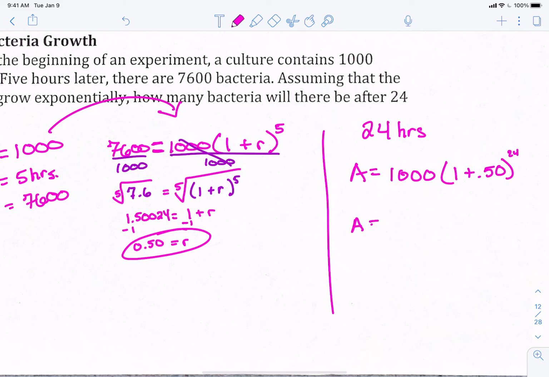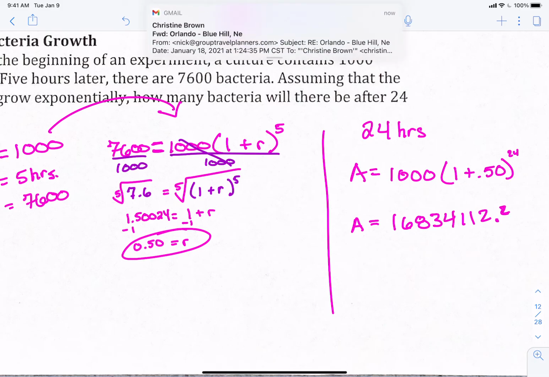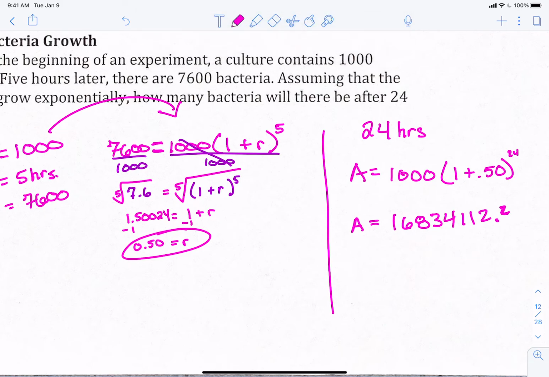What's our after amount? Somebody want to take a guess? I got 16,841,112.2. That's not what you got? I guess mine was just more accurate, because I just plugged in the 0.5000 number that my calculator had. I got 16,900,721.32. I have the exact number that I put in the exact equation.